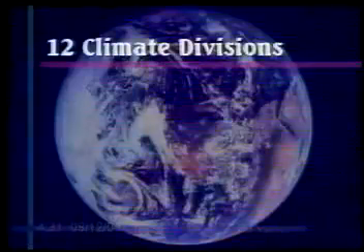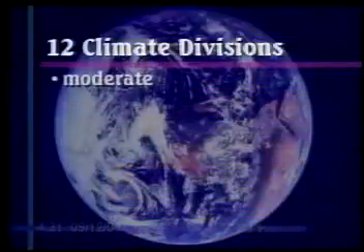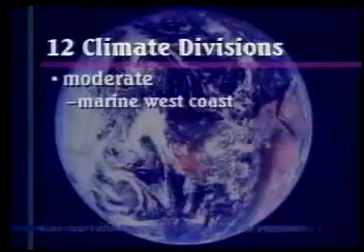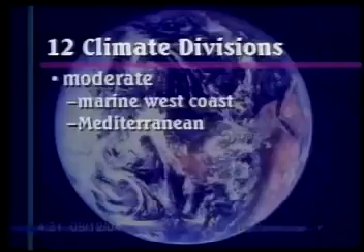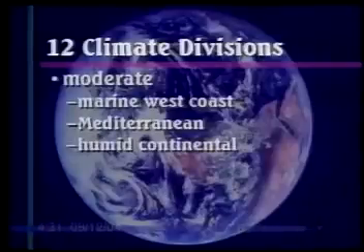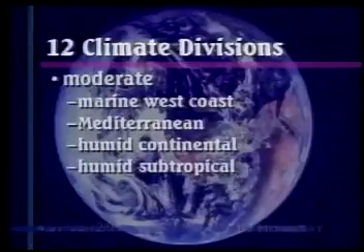All right, let's move on to our moderate climates. There are 4 categories of moderate climates, and one of your goals today was to be able to distinguish them. So you need to be able to keep them separate. Moderate climates. We have marine west coast, Mediterranean, and that doesn't have to be capitalized. You can, but it doesn't have to be. Humid continental and humid subtropical.